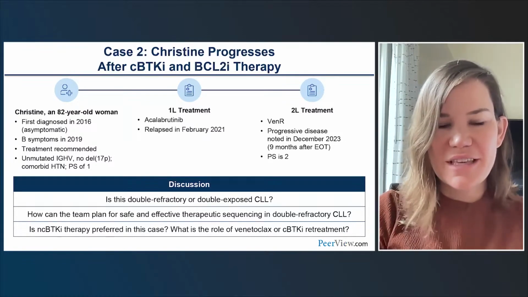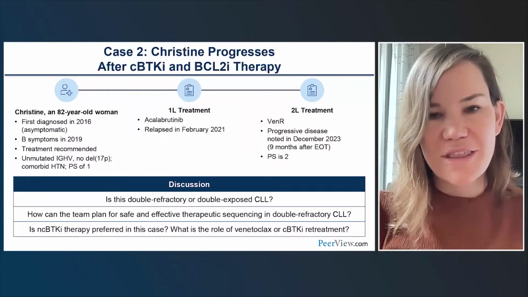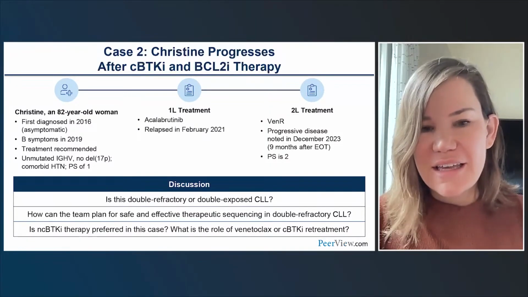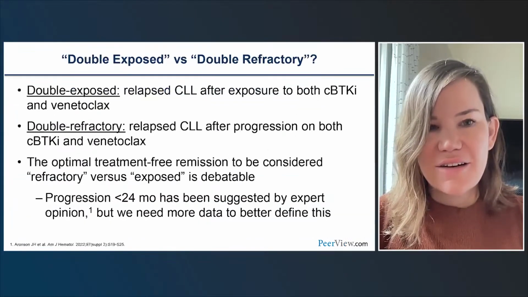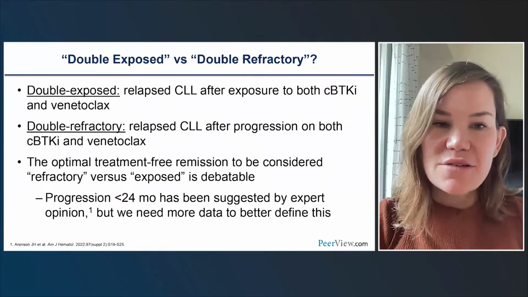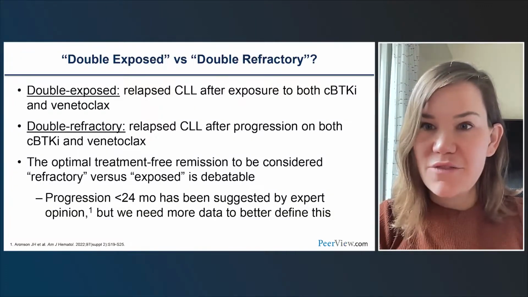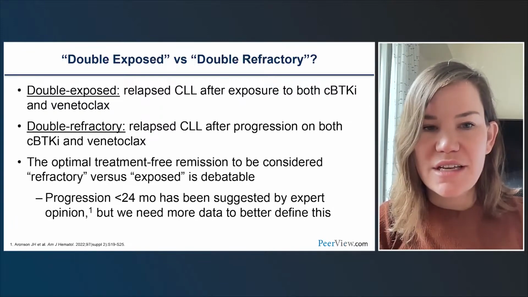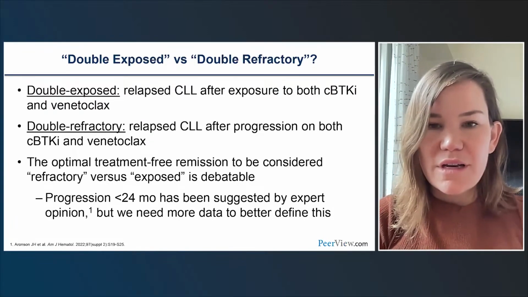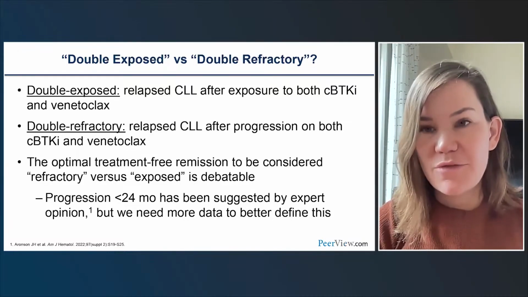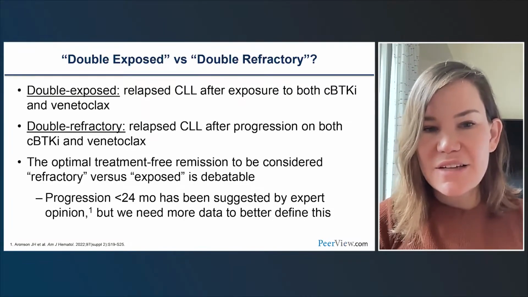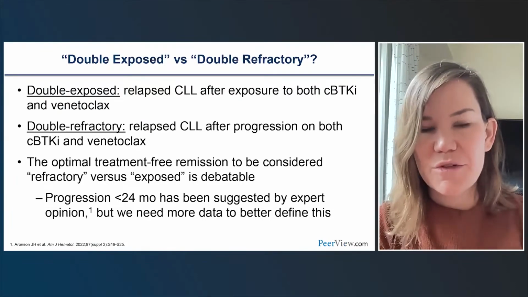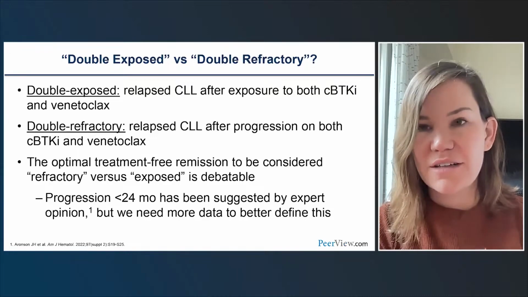And so I would agree that this is double refractory, and we'll go through what the difference between double refractory and double exposed is on the next slide. I think you highlighted all of the points that I already would have highlighted. And so, I would say there's not a total consensus on the difference between double exposed and double refractory. It's been suggested that progression in under 2 years is one cutoff to define someone as refractory to venetoclax. But this is based on expert opinion. Of course, we need more data to better define the optimal duration of remission to consider venetoclax retreatment.